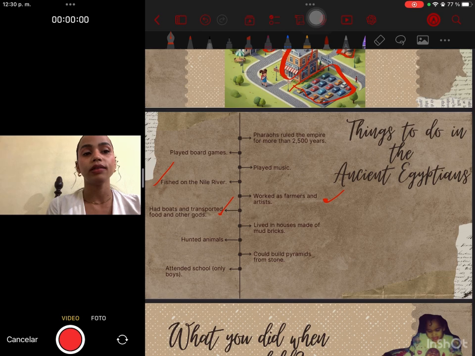They lived in houses made of mud bricks, hunted animals, could build pyramids from stones, and attended schools, only boys.